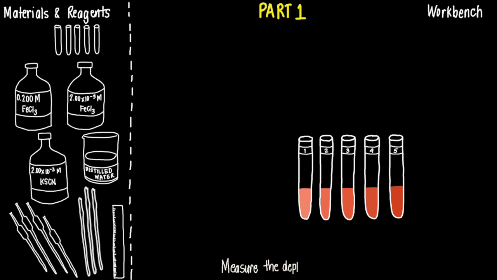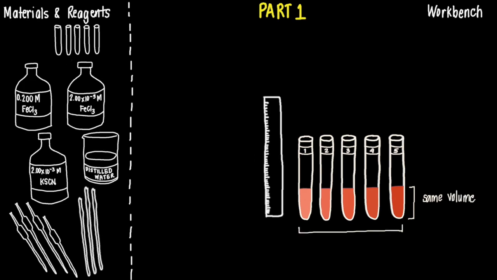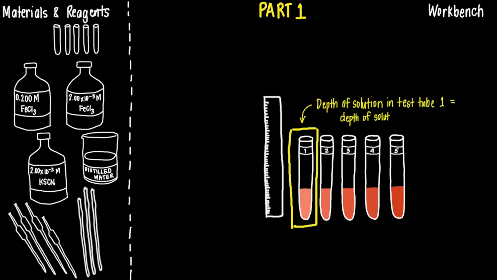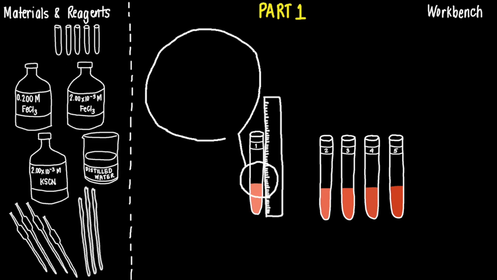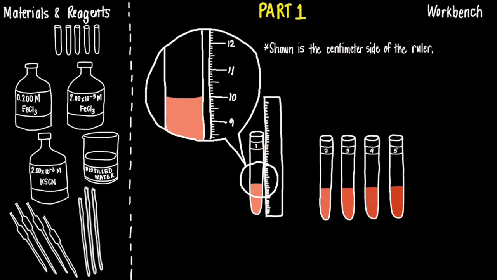Next, we measure the depth of the solution in test tubes 1 to 5. Since the volumes are the same in all test tubes and the dimensions of our test tubes are the same, we will just measure the depth of solution in test tube 1 and assume that the measured depth is the same for test tubes 2 to 5. Using your ruler, we get a depth of... Record the depth in your laboratory journal.